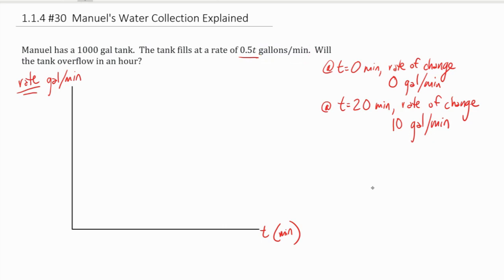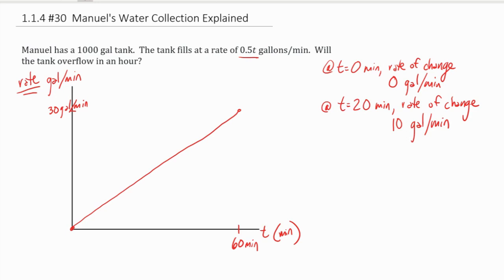So again, it's 0, 0. I'm just going to go ahead and graph 1 hour. So it's 60 minutes. At 60 minutes, if I plug that in, I would have half that amount for gallons per minute. So I'm going to say that's 30 gallons per minute. And that's the rate at that particular time at which water is going into the tank. So it looks something like this.